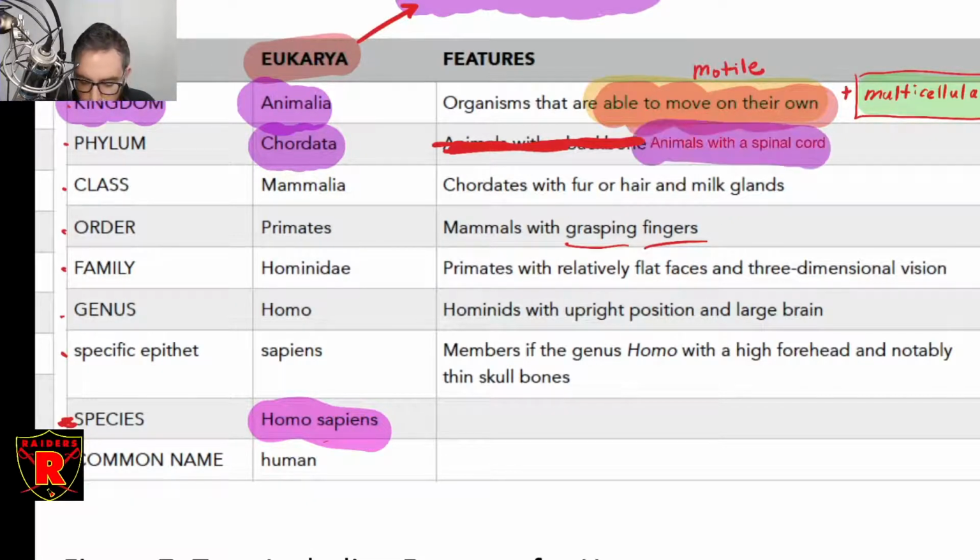Well, it has a spinal cord. I think I actually took this table directly out of the textbook. It says animals with a backbone are chordates, which is not correct. So there are actually lots of mistakes in the textbook, which is unfortunate.